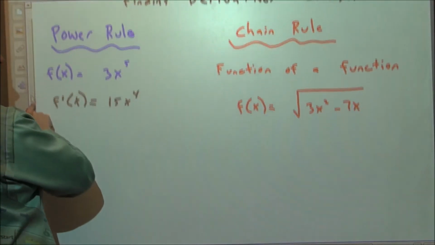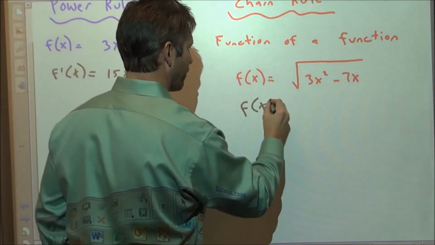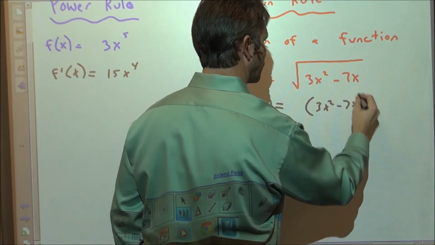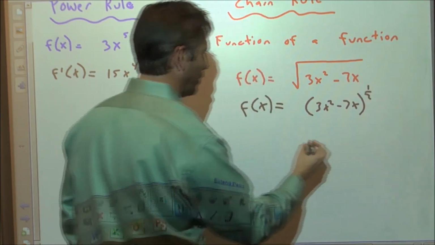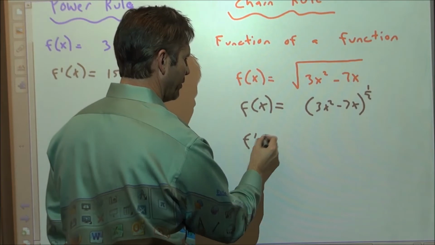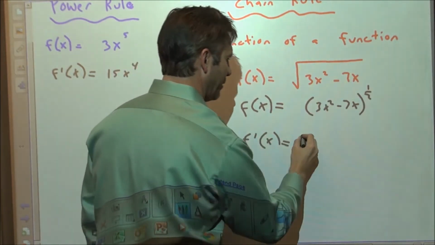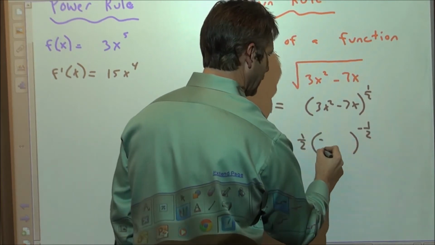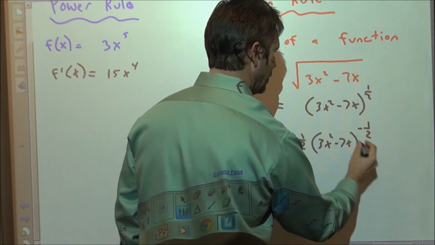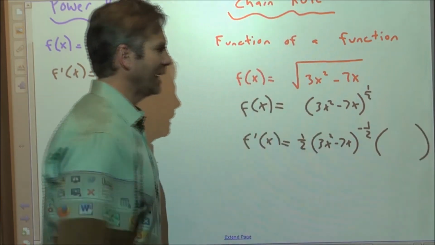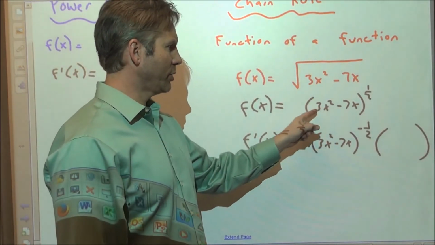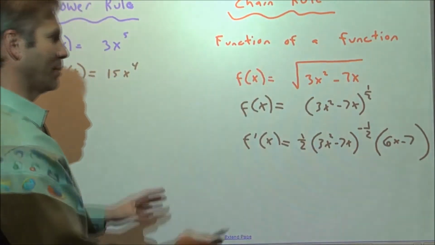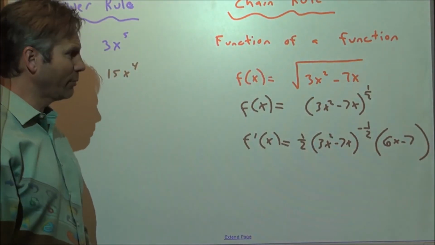So we would rewrite our function as the function of a function, and we start cranking away on this bad boy. So the derivative would be to multiply in front by the power, reduce the power by 1, leave this guy alone initially, but then multiply in the end by the derivative of this, which would be 6x minus 7. And then we would go ahead and clean that up. But that's an initial look at the chain rule.